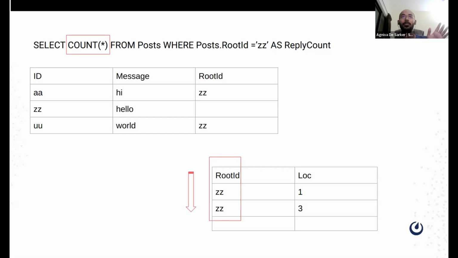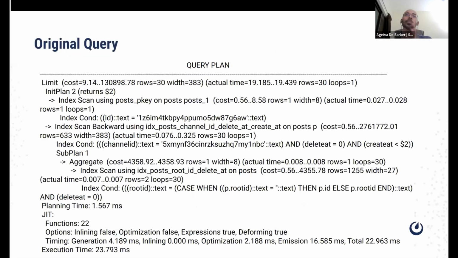So with all of that said, now let's look at the query plan. This was the original query plan of a select count post.id, right? This was the full query, but let's take a look at this one.